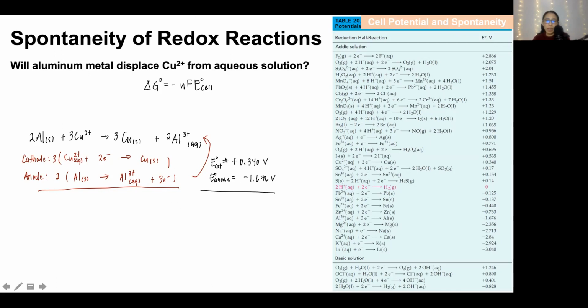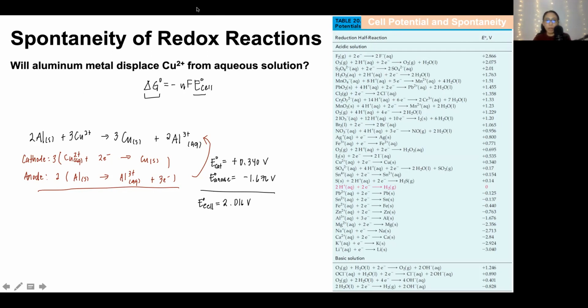So that would be cathode minus anode. So that's 0.340 minus negative 1.676. So we get 2.016 volts. Okay, this is the standard cell potential. We get a positive standard cell potential. And according to our equation, a positive standard cell potential will give a negative standard Gibbs free energy change, which means this process is spontaneous.